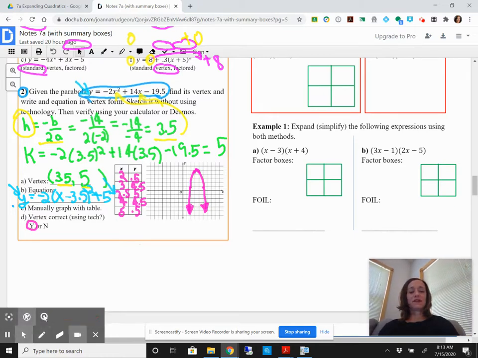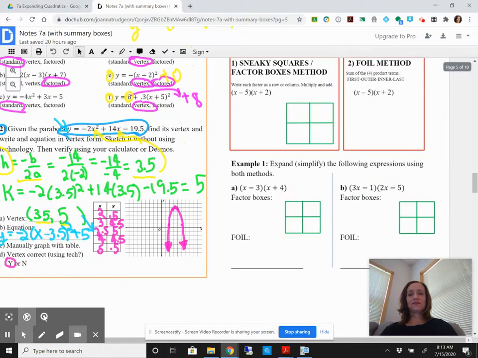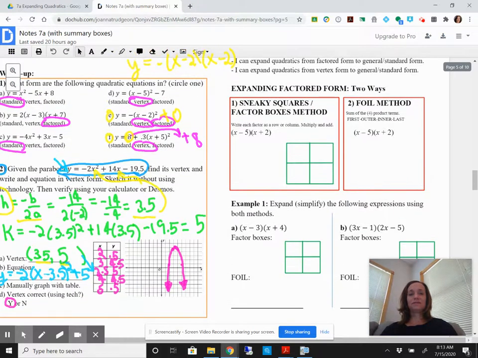Again, that one's probably not the best one to ask you to do manually because there were decimals in it, and that's kind of hard.